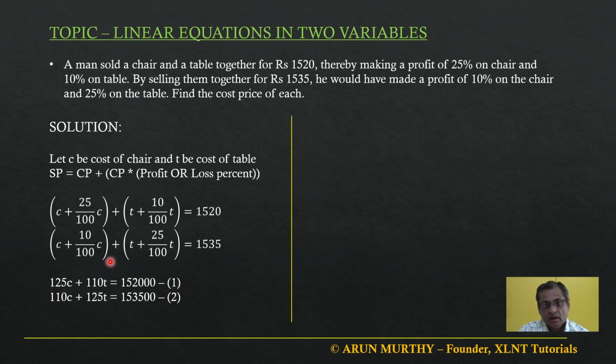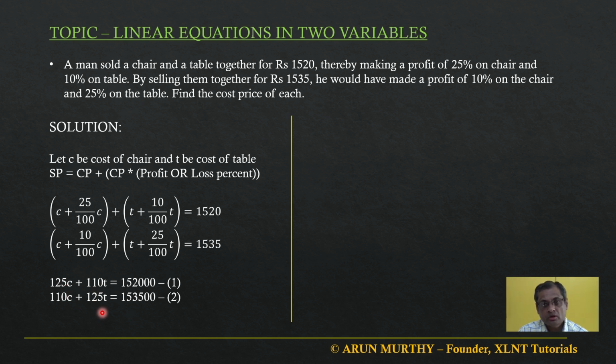Same thing we have to do for the second one. Eliminate the denominator by multiplying by 100 and simplifying it. We get 110C plus 125T is equal to 153500. Now if you notice, the coefficients of C and T variables have been interchanged.